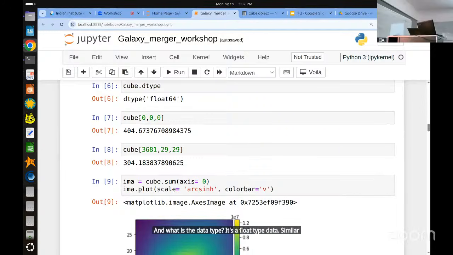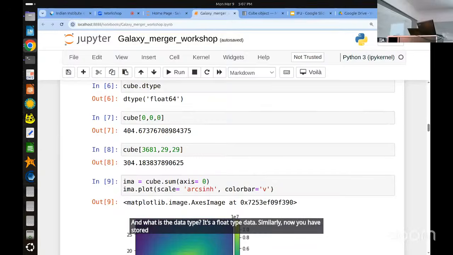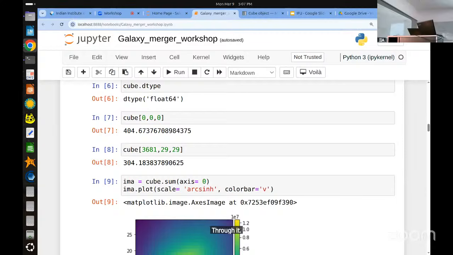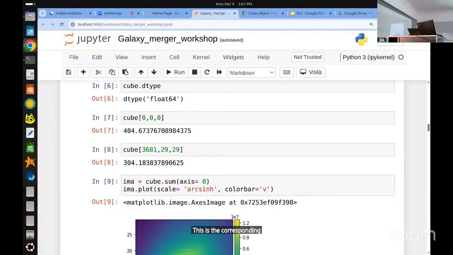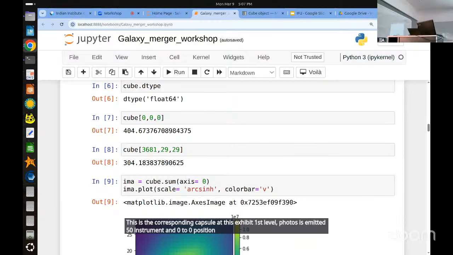Similarly, now you have stored your data into the cube variable. When you read cube[0,0,0], it will give you the information of the 0th wavelength frame, that is 4750 angstrom, at 0th X and 0th Y position, meaning the first pixel in the bottom left, X0, Y0. This is the corresponding flux value at this first wavelength, 4750 angstrom, and the 0th position. Similarly, you can read any other wavelength or any other positions. I am just giving two examples, extreme examples.